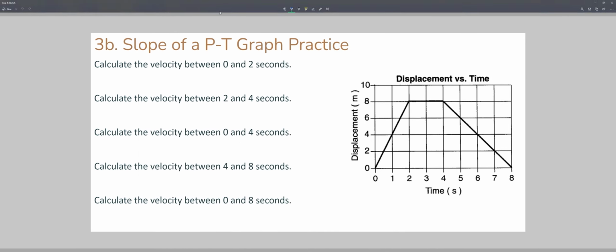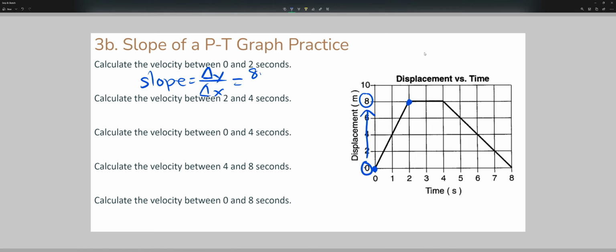So we're going to take a look at this question. First question: calculate the velocity between 0 and 2 seconds. To calculate the velocity, we need to look at our slope, which is change in y over change in x. From 0 to 2 seconds, how much did my y change? I ended at 8 and started at 0, so my y changed by 8 meters. My x went from 0 to 2, so my change in x is 2 seconds. And I get 4 meters per second.